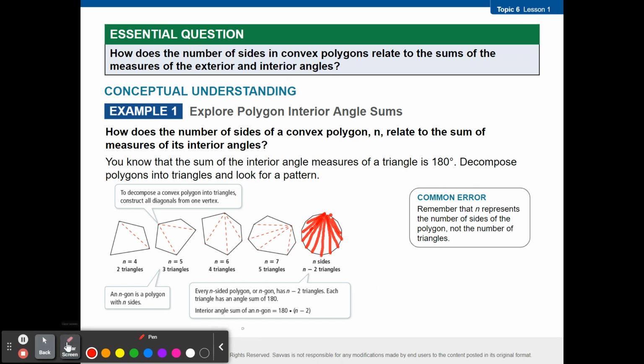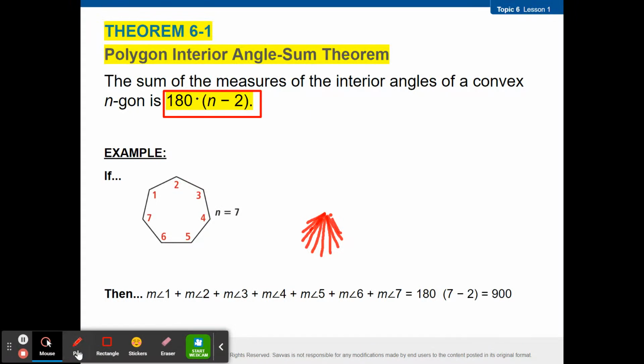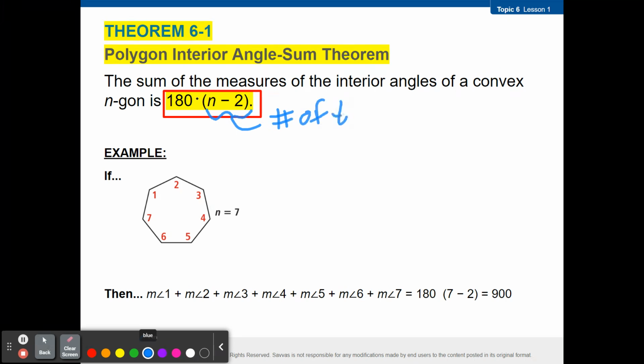And that is done, clear the screen, by the polygon interior angle sum theorem. Now again, this is on the sheet I gave you. The sum of the measures of the interior angles of a convex n-gon is 180 times n minus 2. This is your number of triangles. So the pattern is always going to be the number of triangles, n minus 2, in order to find the total degree measure, okay? So for example, here they said this is 7 sides.